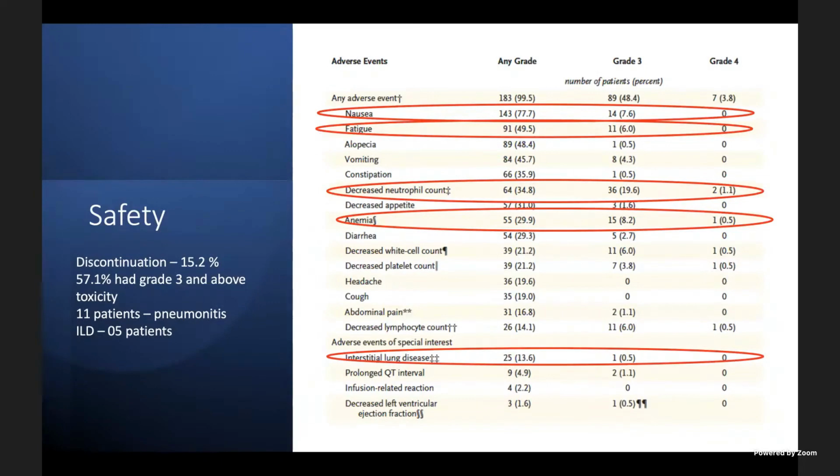Safety, yes, this has been spoken about earlier. Interstitial lung disease is pretty high if you look at any grade. But when you look at grade 3, it was just about 1 patient. Then the others were fatigue. If you look at fatigue, any grade is nearly about 50%. Nausea, around 77%, though it is not grade 3, but still it is quite a bit. You had neutropenia and anemia, again in the range of somewhere around 30%. And in this study, nearly 15% of the patients discontinued the drug.